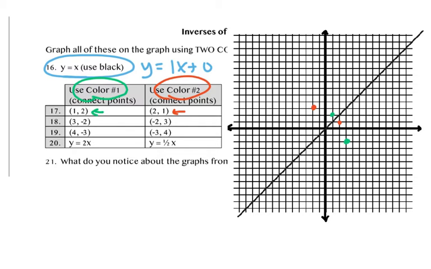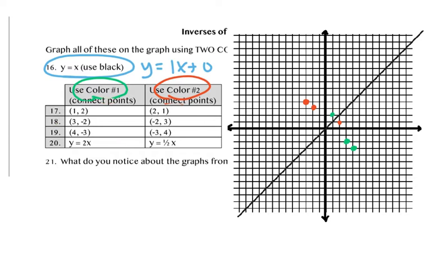Number 19, I'll graph in green 4, negative 3. And then in red, I'll graph negative 3, positive 4. Okay, now if you just look at this image, look right there. What do you notice about it? Did you maybe notice a pattern of the points that you were graphing? Like with the ordered pairs?